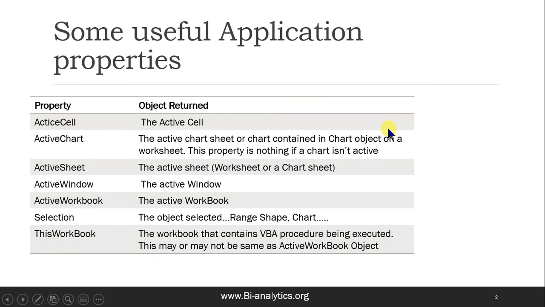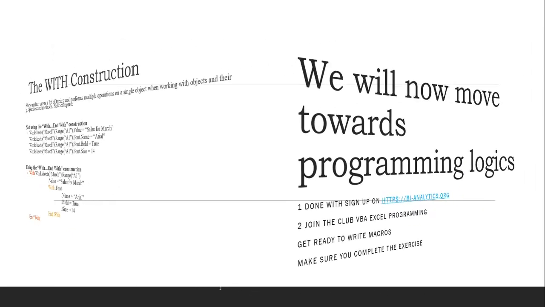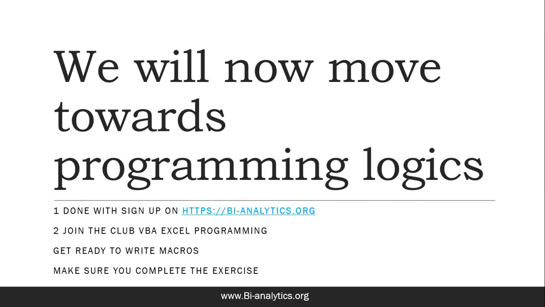We talked about some useful applications like ActiveCell, ActiveChart, ActiveSheet, ActiveWindow. Don't worry, we'll use everything in coming examples. But we should know ActiveWindow, ActiveWorkbook, Selection, ThisWorkbook. These are some important useful applications that will come again and again. We are now ready for programming logic. In the next video tutorial I will introduce you to variables, then we'll talk about calculations with variables, then If Else logic, For Next loops, and Do While loops. So our journey of programming will start now.